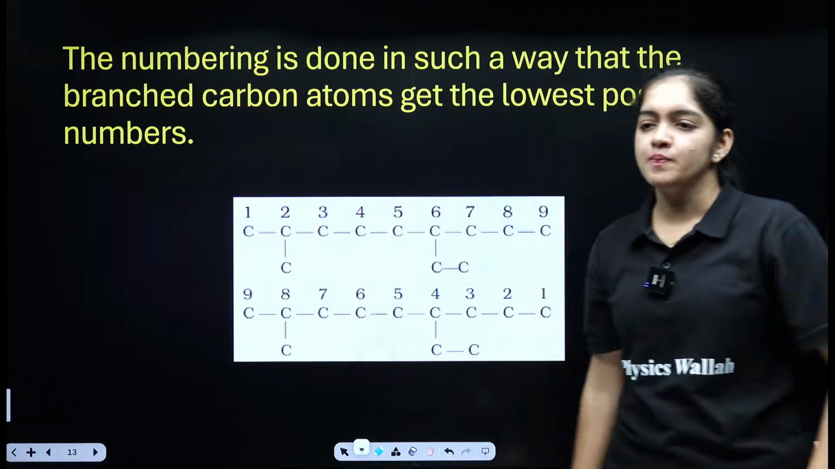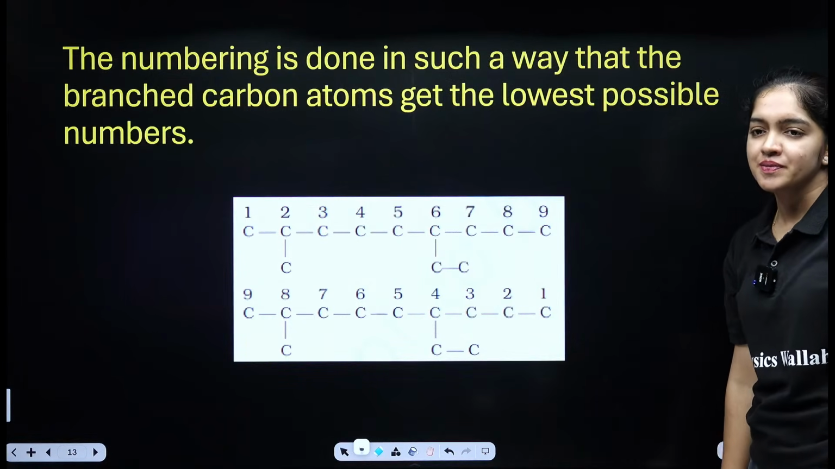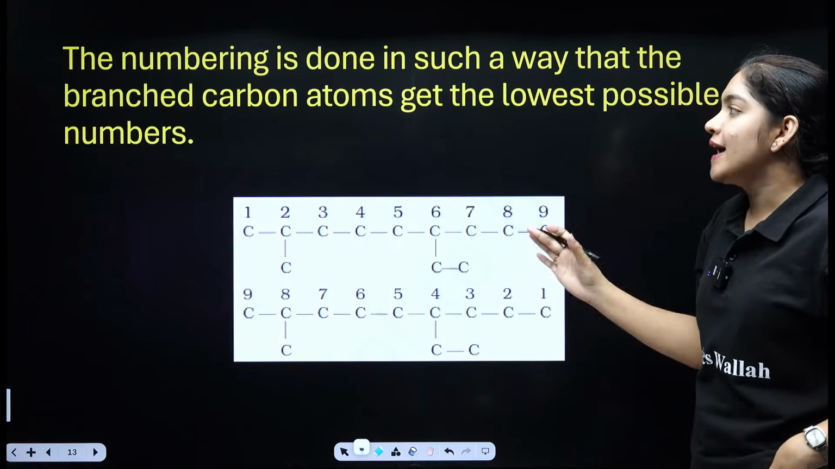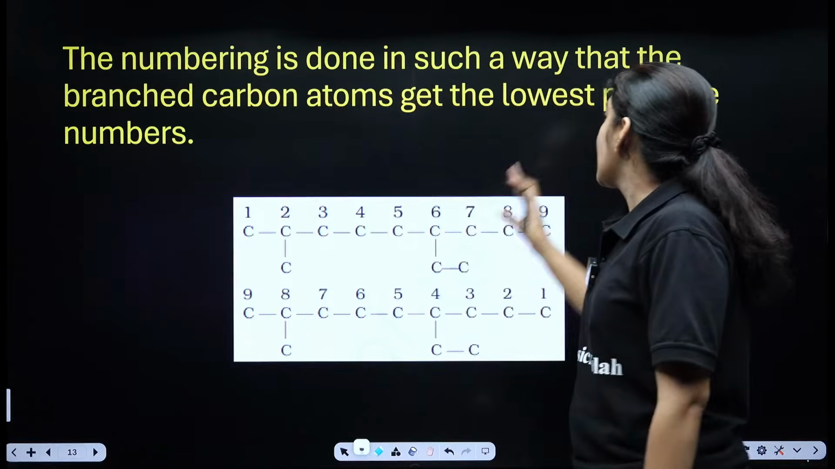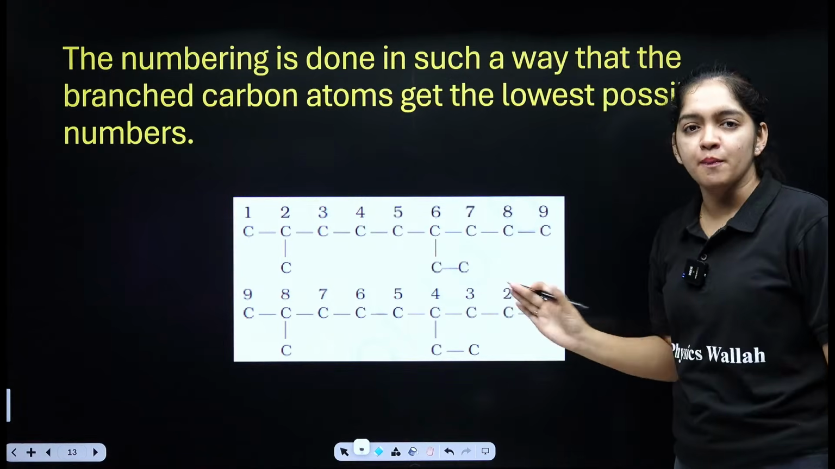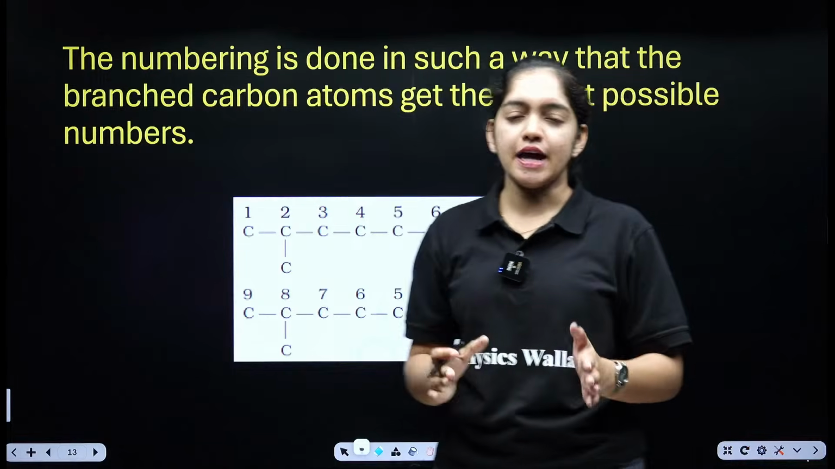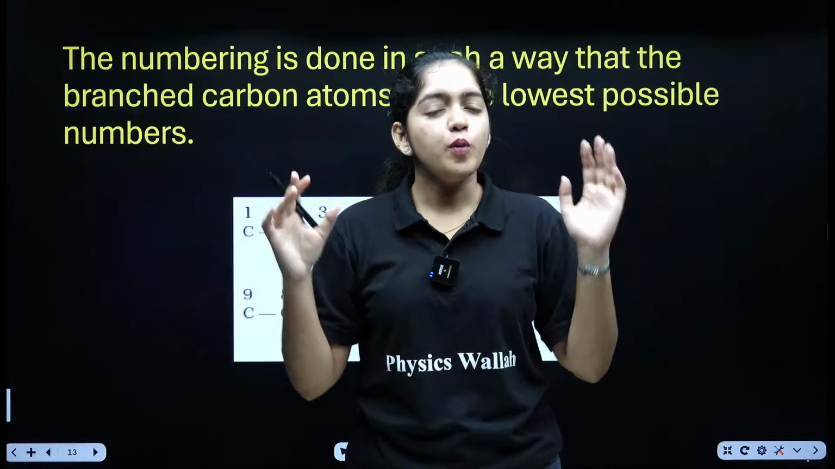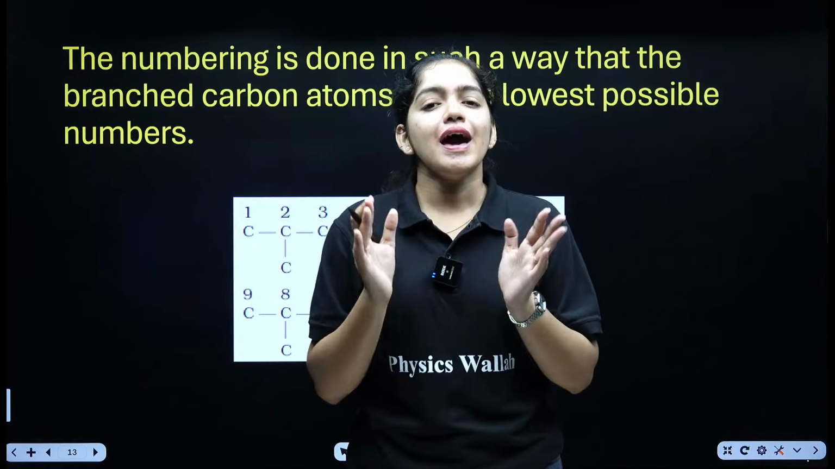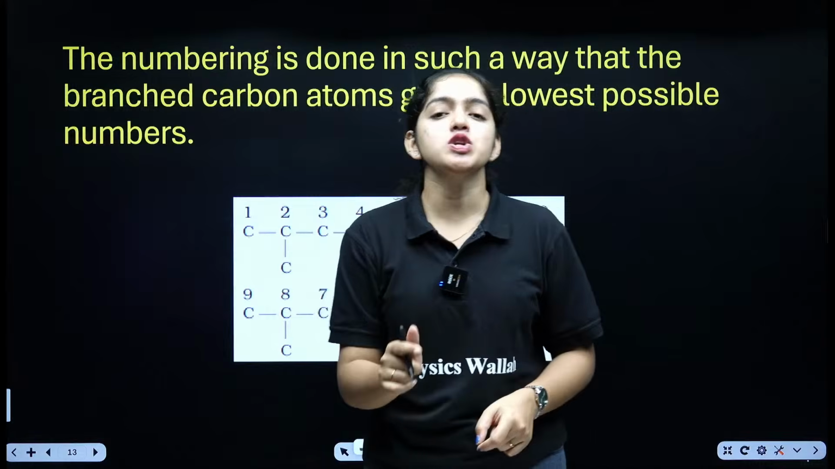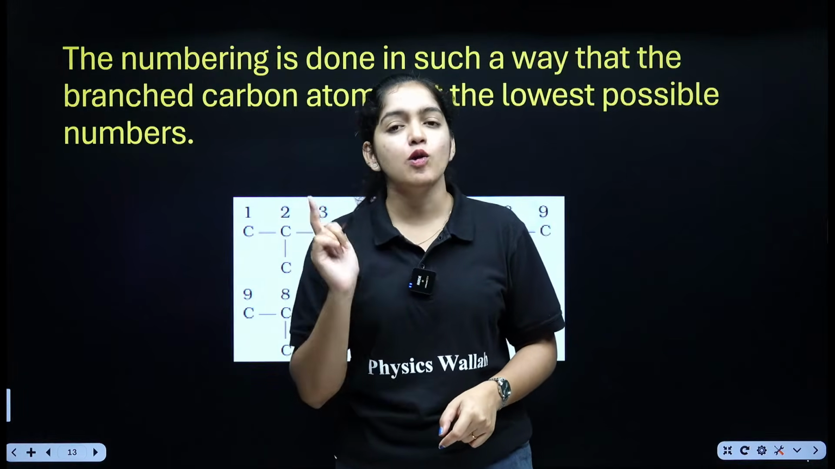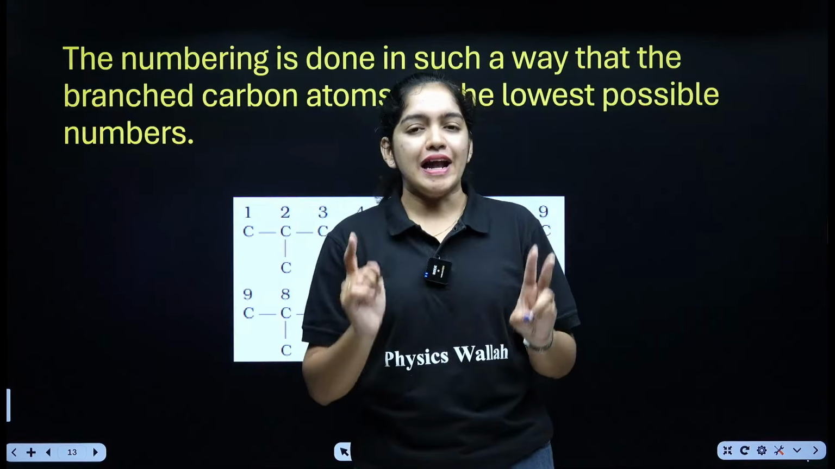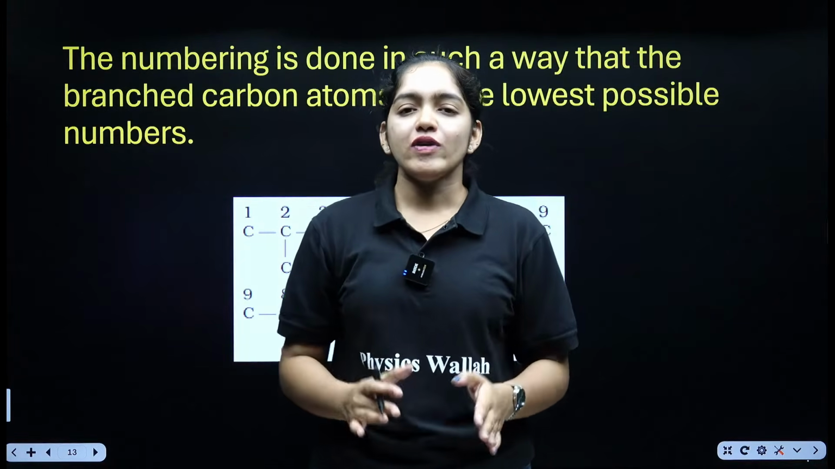Which is the second rule? The numbering is done in such a way that the branched carbon atoms get the lowest possible number. The first thing is that numbering should be done from left to right and right to left. Both ways we should do the numbering. While numbering, if there is any branch, the branch should get the lowest number. That is rule 2. While numbering, the branch should get the lowest number.